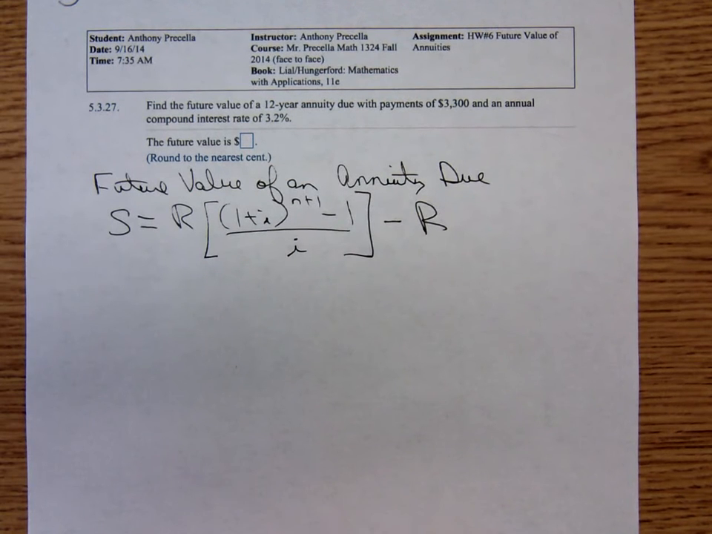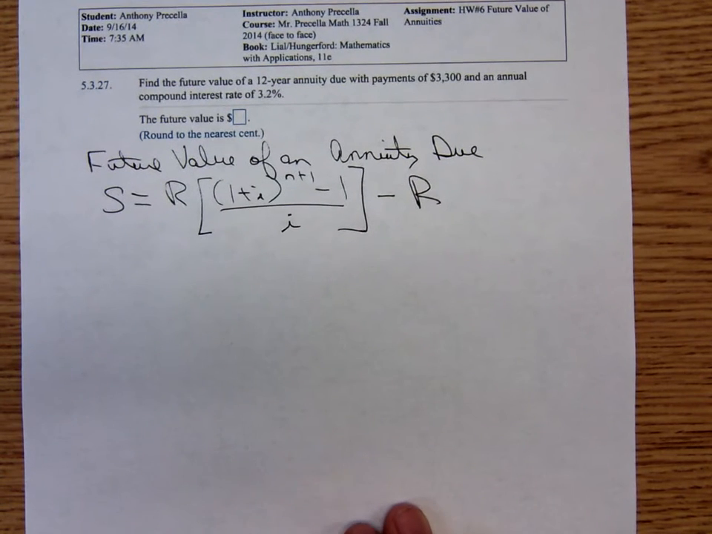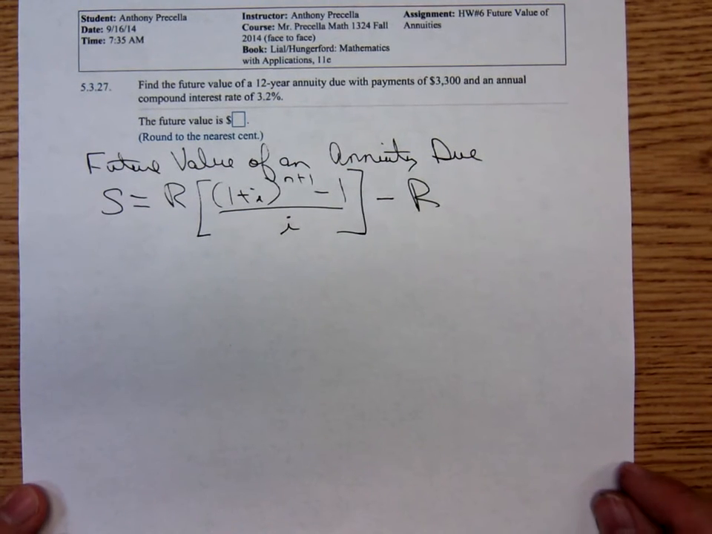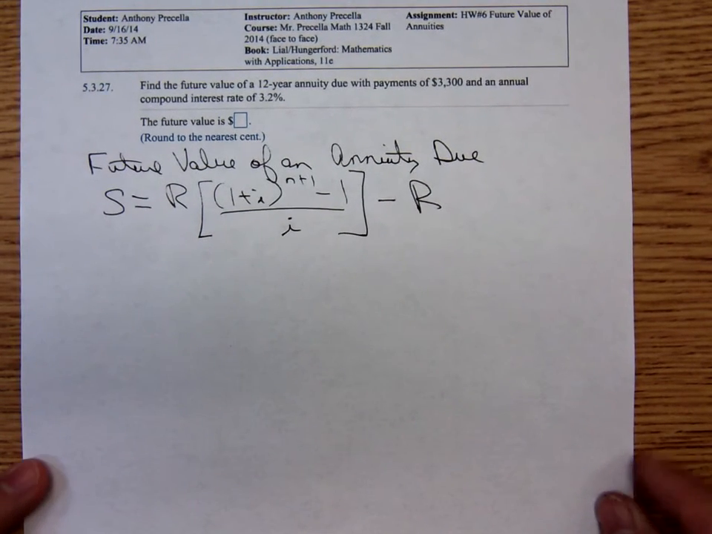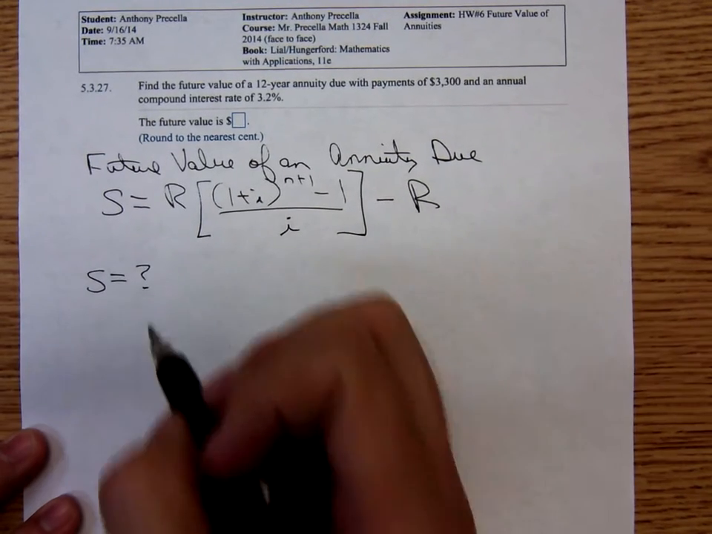In my class, I go through using a timeline showing them how that formula is derived using an ordinary annuity, the future value of an ordinary annuity formula. But here you'll just have to take my word on it. And S, the future value, that's what we're looking for.